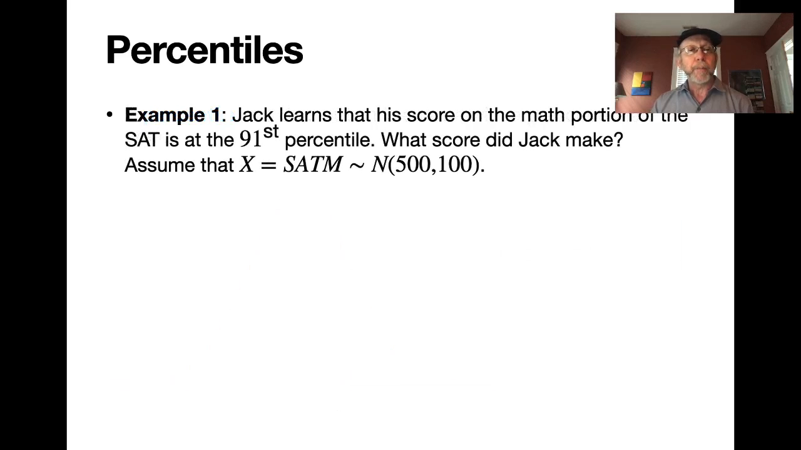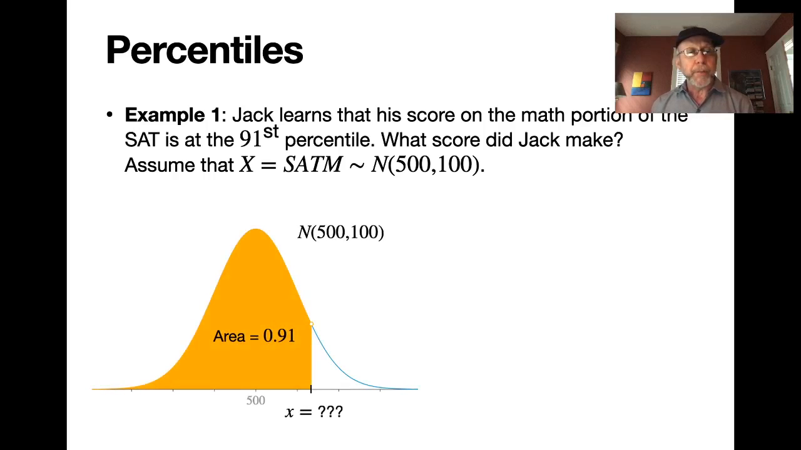So let's see an example. Suppose that Jack finds out that his score on the math portion of the SAT is at the 91st percentile. What score did Jack make? Let's assume that the SAT math score is normally distributed with a mean of 500 and a standard deviation of 100. So we take a look at the relevant distribution, and as opposed to problems we've seen in the past, in this one, we're given the left tail area as 0.91. And what we need to find is the value x that has that left tail area.